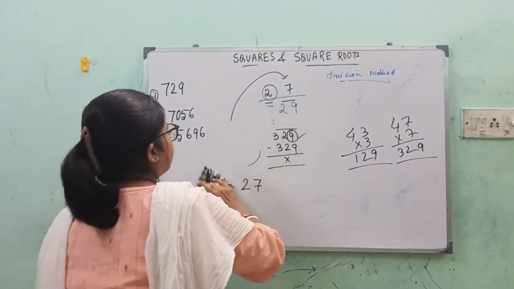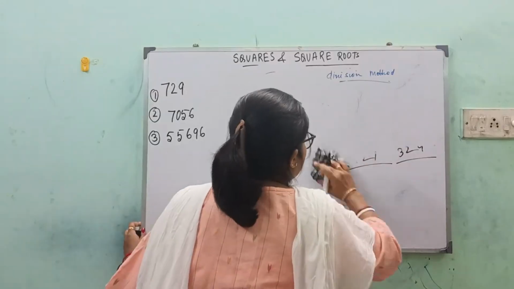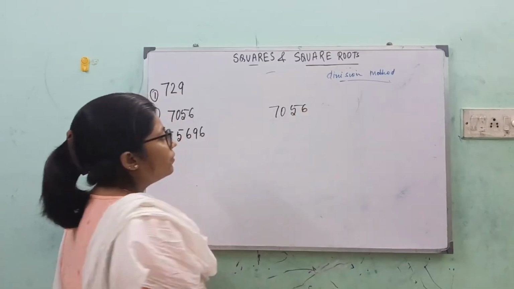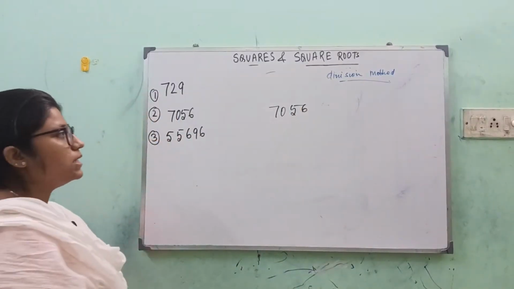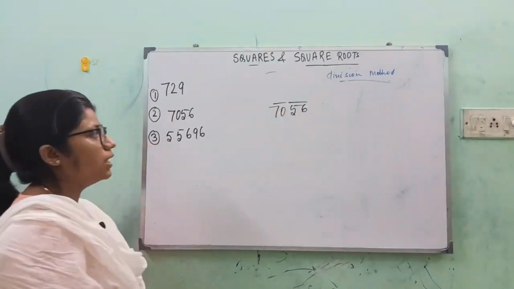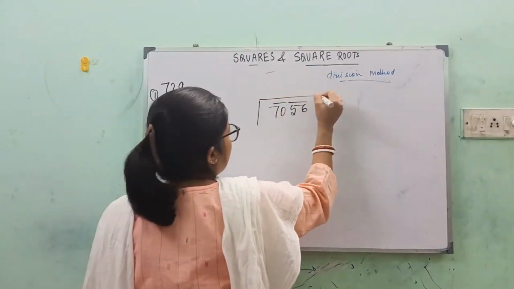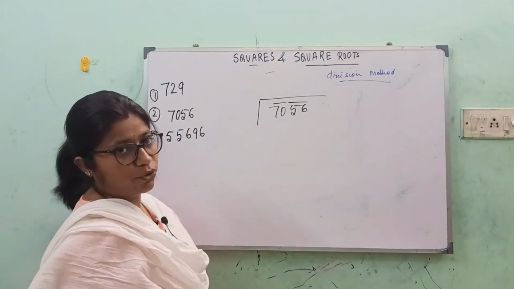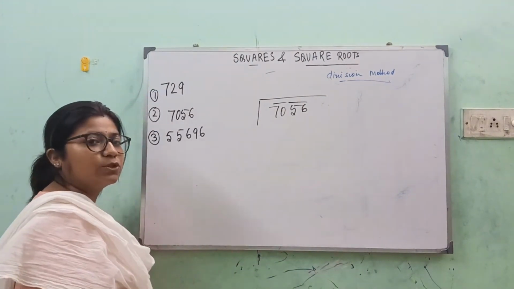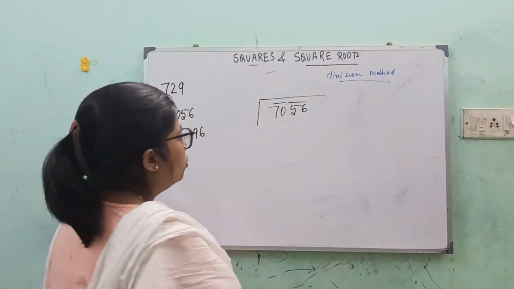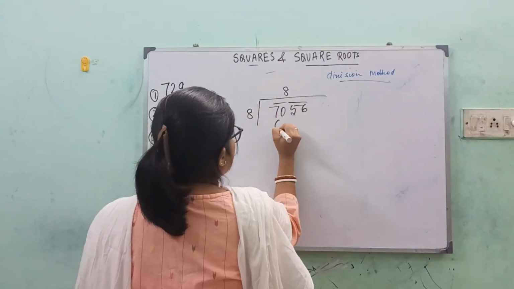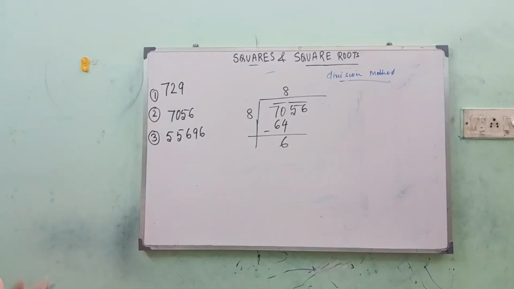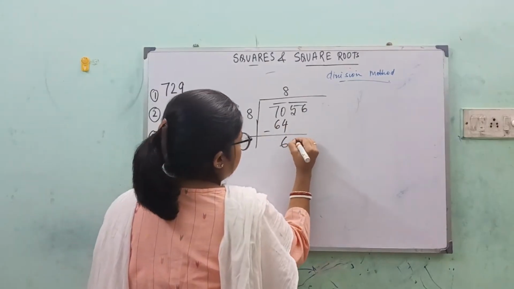Alright. Going to the next sum. 7056. Here we have 4 digits in the square, so you can see that the number of periods here is 2. Now 70. Which perfect square is closest to 70? 70 is not a perfect square, but a perfect square that is closer to 70 is 64. So 8 8s are 64. Minus, 6 is the remainder. Now bring down the next pair.